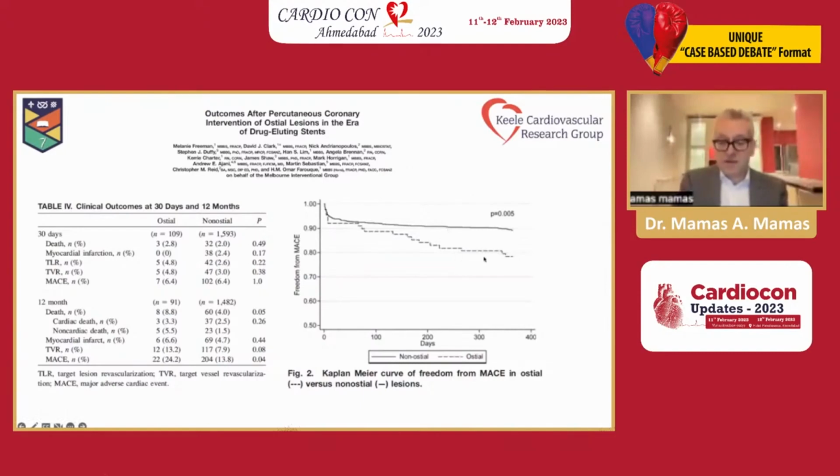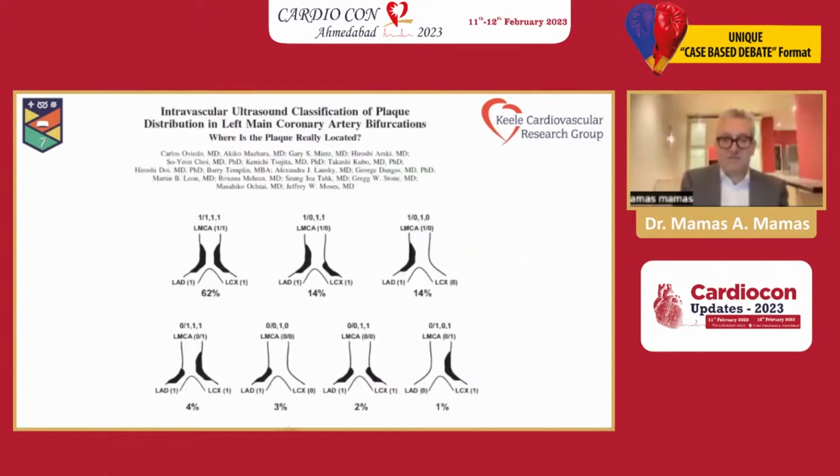So MACE rates of close to 20% at 1 year, compared to half the MACE rate in non-ostial lesions, so around 10%. And you can see there is a strong trend towards worse outcomes for each of the components of MACE at 12 months, particularly target vessel revascularization, almost double. And as we've said, MACE double at 12 months, 25%. So these are high risk lesions.